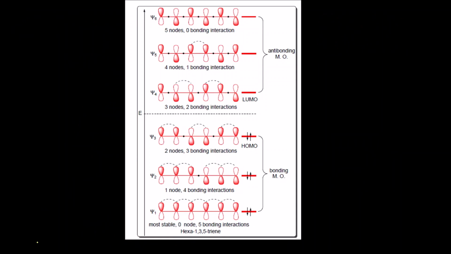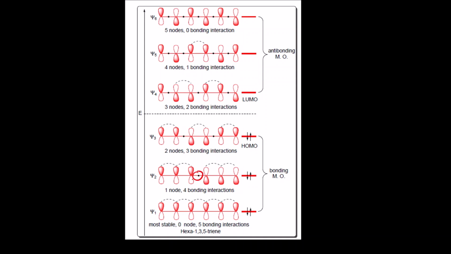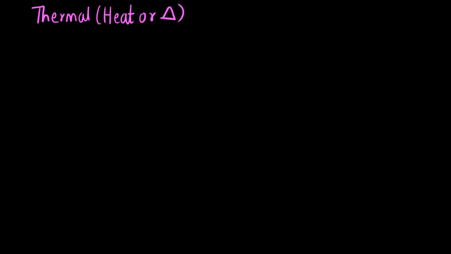Okay, so here you can see, the node was in the middle, then like this, then 3 nodes, 4 and the fifth one. Okay, so they have given the bonding orbital, HOMO and LUMO we have already marked. Now there are two things, either there will be a thermal condition or there will be a photochemical condition. Okay, light. Thermal means heat, photochemical means light.